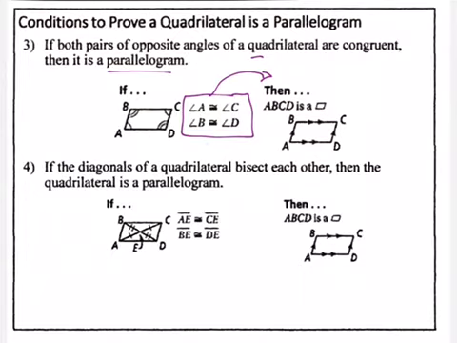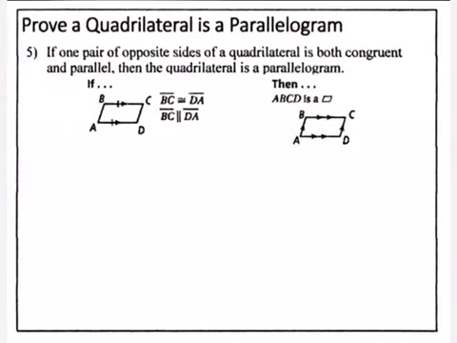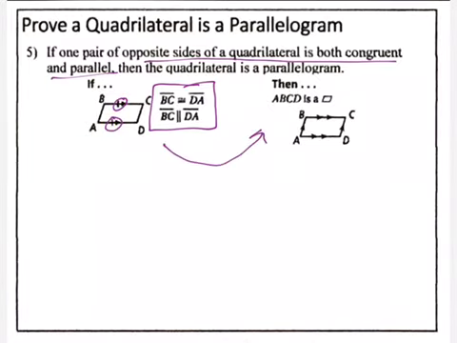And 4, if the diagonals of the quadrilateral bisect each other, then it is a parallelogram. So if our diagonals bisect each other, we can prove that this is a parallelogram. And then condition 5, if one pair of opposite sides of a quadrilateral is both congruent and parallel, so we have a single set that is both congruent and parallel, then the quadrilateral is a parallelogram.